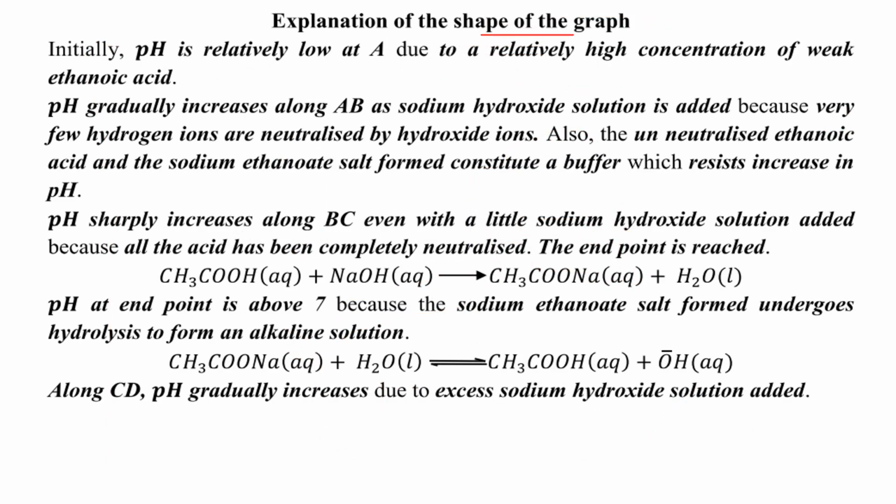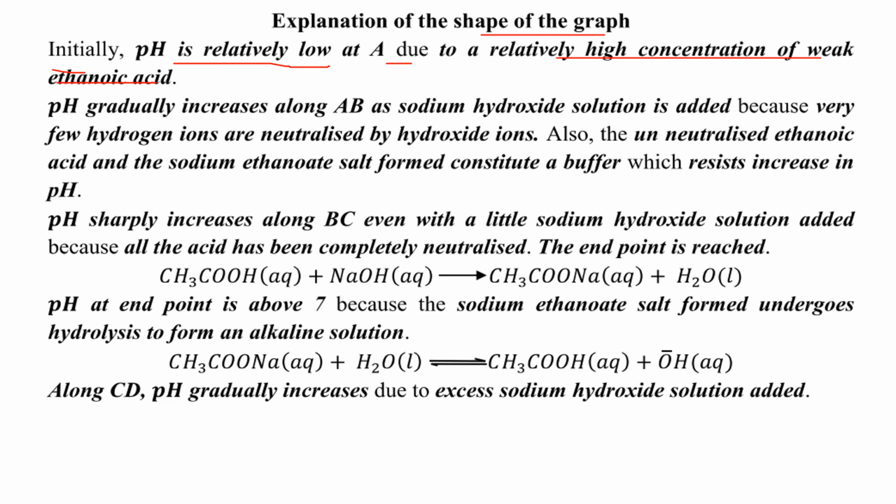Explanation of the shape of the graph. Initially, just like I said, pH is relatively low at A, and this is due to the relatively high concentration of the weak ethanoic acid. Someone else can say it's relatively low because ethanoic acid is a weak acid, therefore it partially ionizes, giving off fewer protons, hence there's going to be a lower hydrogen ion concentration in solution.